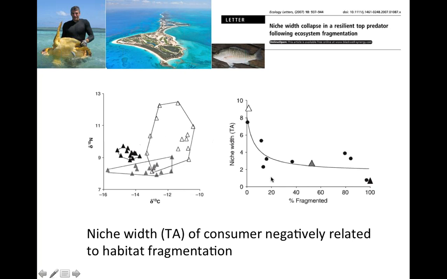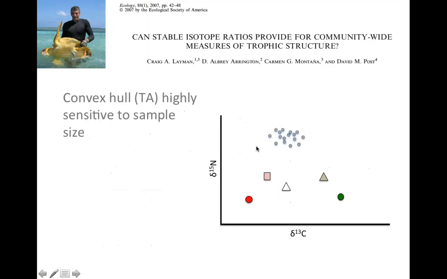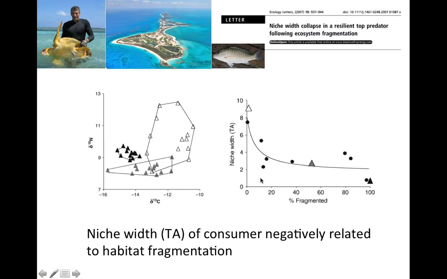He then plotted that against the percentage fragmentation in the habitat, and found that, in addition to seeing a decrease in total food web size, we also see a decrease in niche width, as inferred from TA, total area, of the top predator.